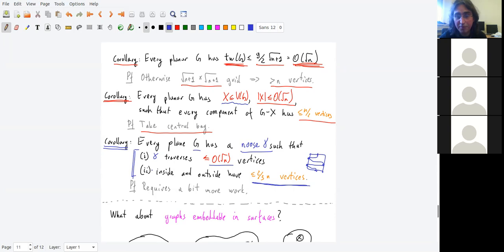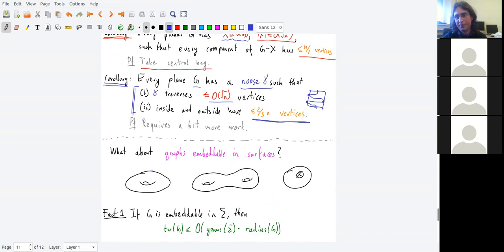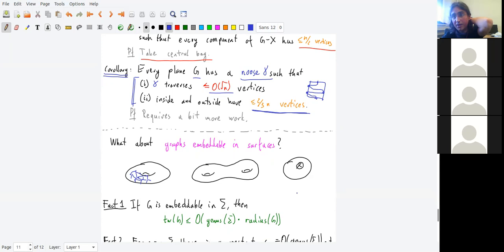Good, so let me just say a few last words about how all of this works on surfaces instead of planar graphs. Planar graphs are the same as graphs embeddable in a sphere, but then you can think about toroidal graphs, so graphs embeddable on a torus, or graphs embeddable in more complicated surfaces, like a double torus or a projective plane and so on. And these lifts were important in the proof of the graph minor theorem. And therefore many of the tools that we have now seen do lift this way.